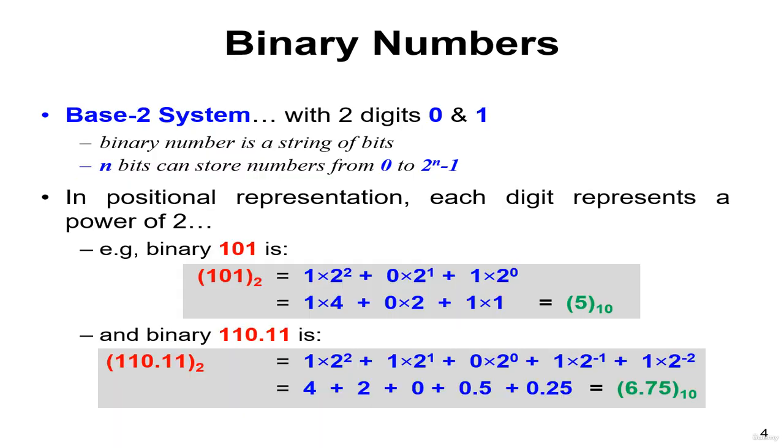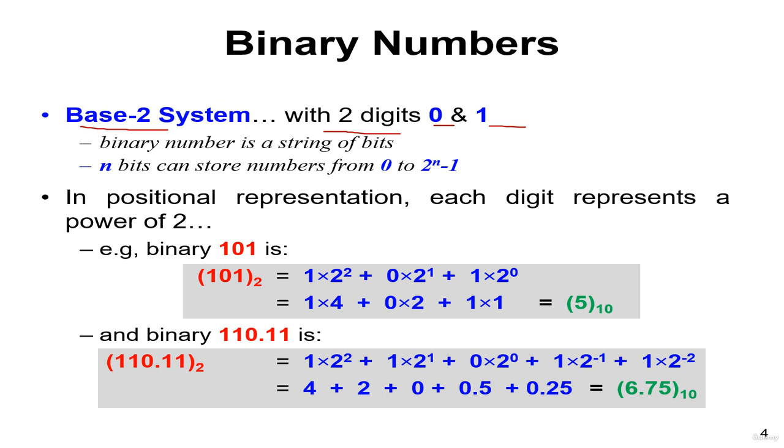We will start with the binary number system. In the binary number system, the base is 2. There are two digits, 0 and 1. Each one of them is called a binary digit, or a bit in short. So a binary number is basically a string which contains a series of ones and zeros, right? So n bits can store numbers from 0 to 2 raised to the power n minus 1.